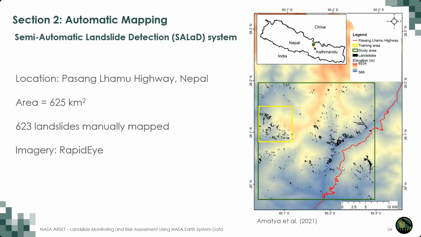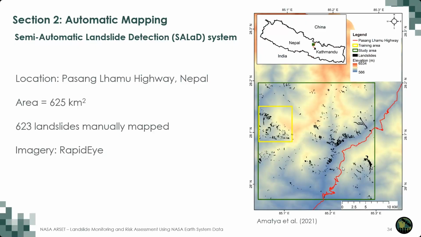So to put into visual perspective what I just described, I will use a test case that was used in the original SALAD paper. During development, SALAD was tested in a 625 square kilometer area along the Pasang Lhamu Highway in Nepal, where a large number of landslides were induced by the 2015 Gorkha earthquake, using RapidEye imagery. We divided the study area into training and validation areas.